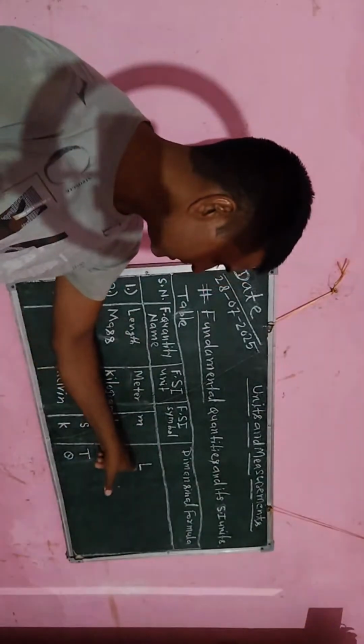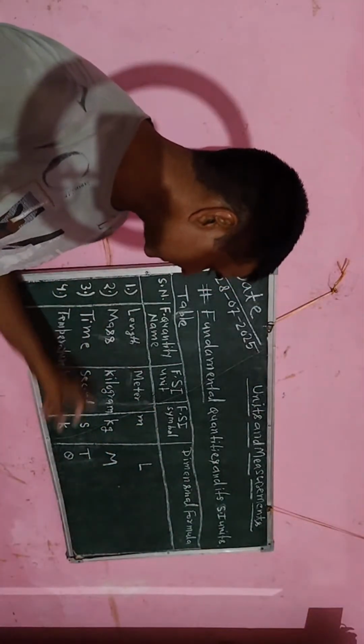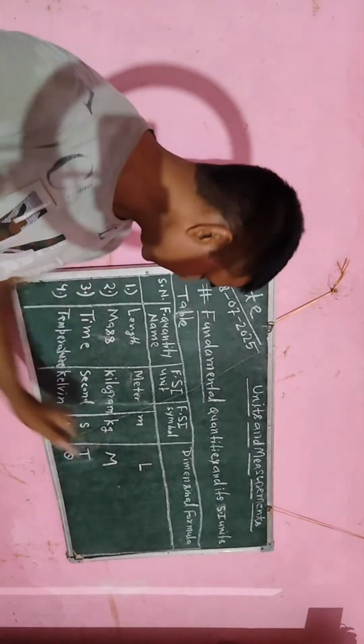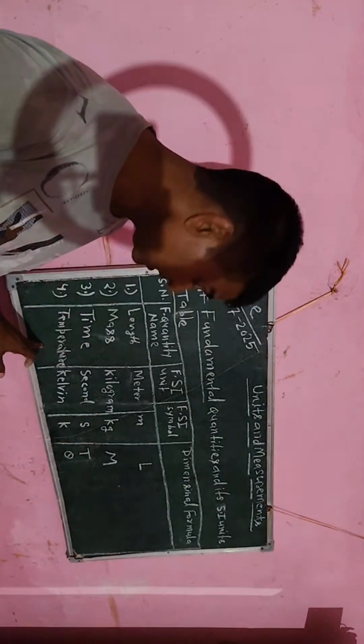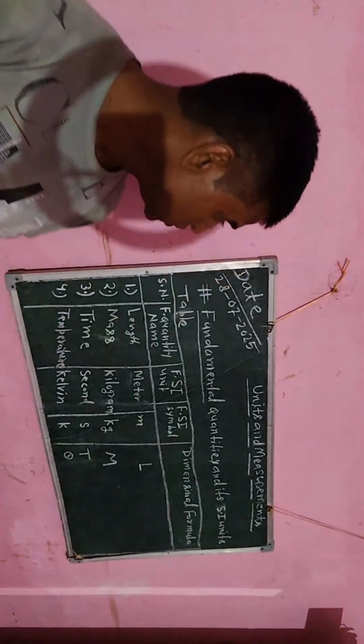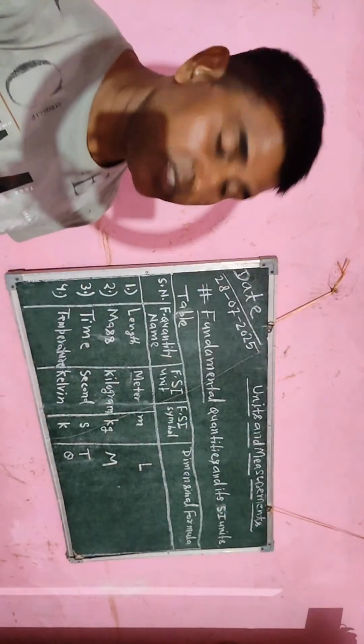In the dimensional formula I have mentioned corresponding to length capital L, corresponding to mass capital M, corresponding to time capital T, and corresponding to temperature theta. Okay students, so this table you have to remember properly.